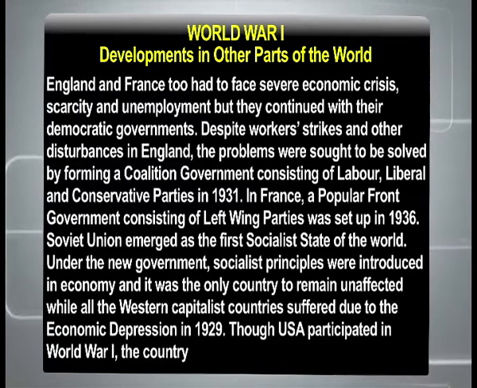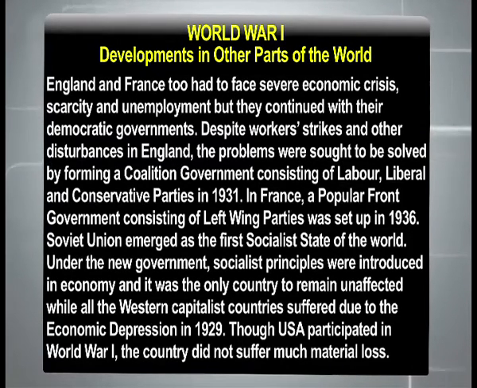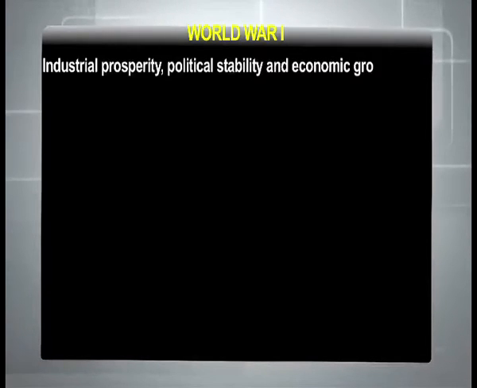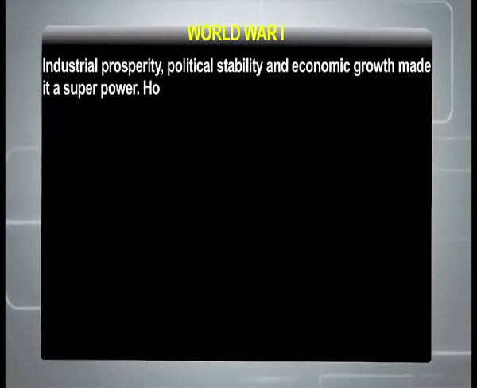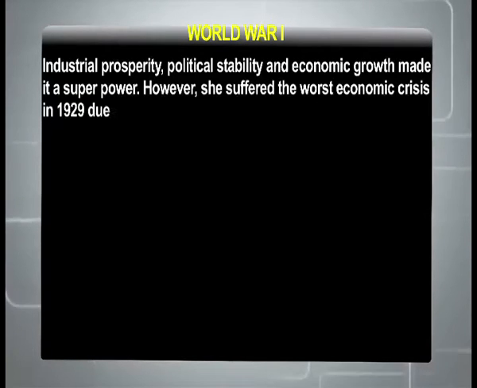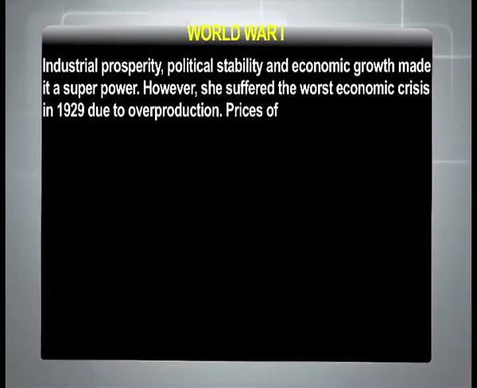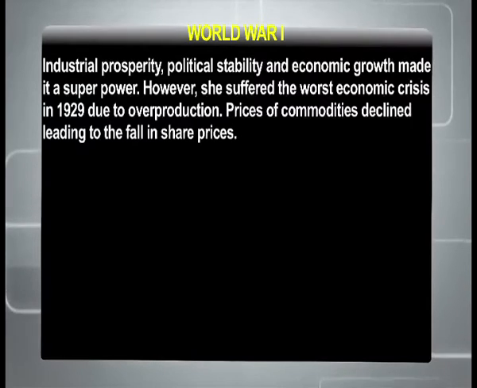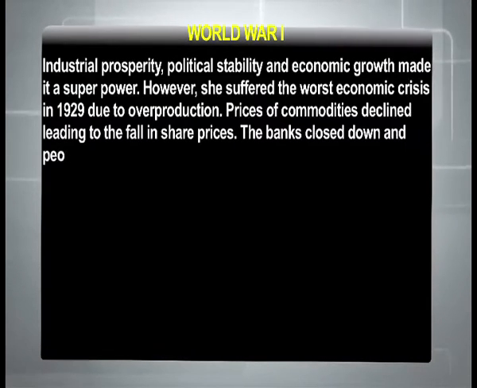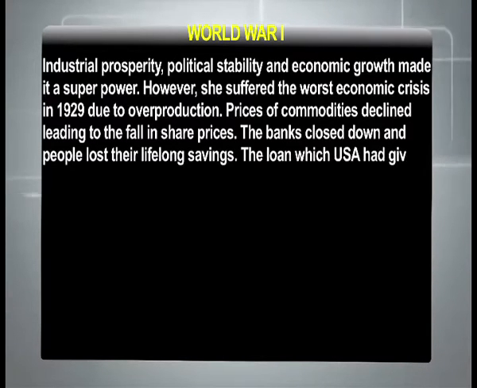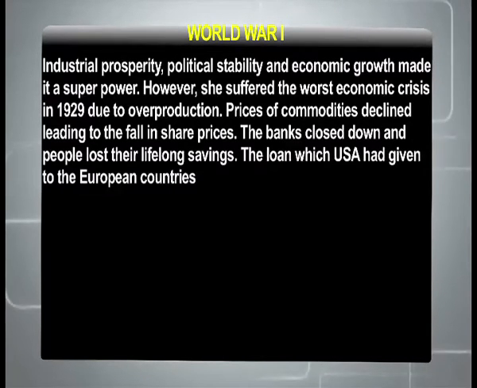The USA participated in the First World War. The country did not suffer much material loss. Industrial prosperity, political stability, and economic growth made it a superpower. However, it suffered the worst economic crisis in 1929 due to overproduction. Prices of commodities declined, leading to the fall in share prices. The banks closed down and people lost their lifelong savings.